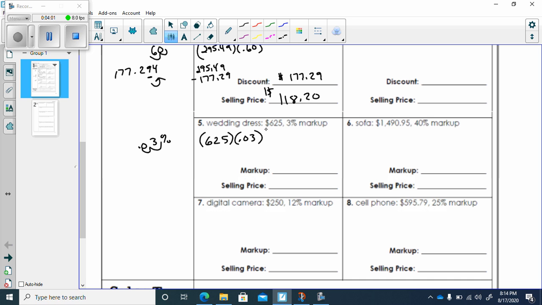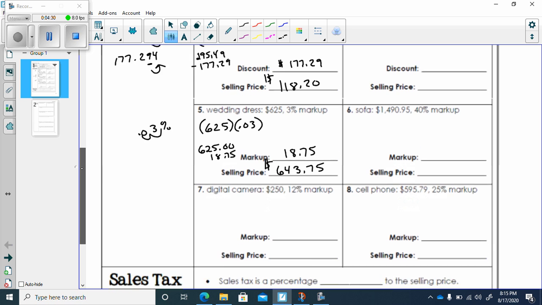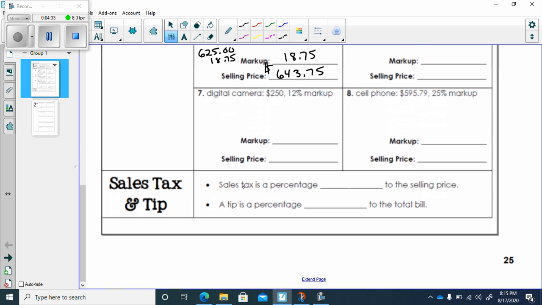625 times 0.03 would give you $18.75. So if the dress cost $625, you would be adding $18.75 to that, and that would give you a selling price of $643.75. That shows us how to do some with sales price and how to do some with markups. And sales tax is a percentage added to the selling price. A tip is a percentage added to the total bill.